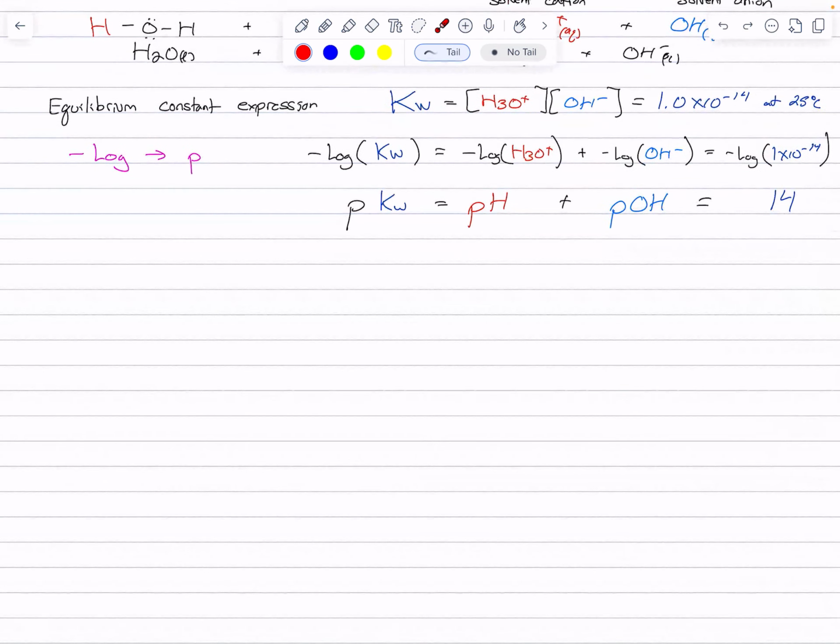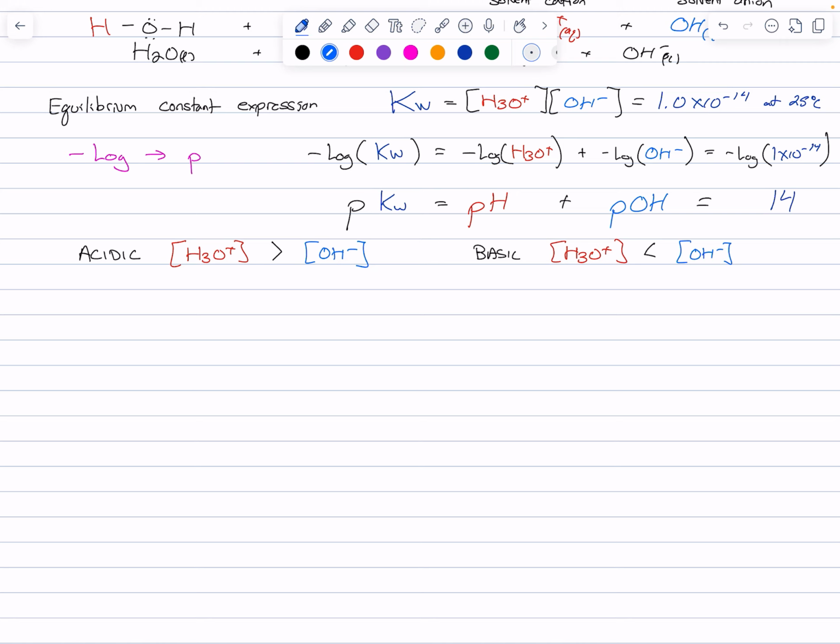So we're going to talk about acidic conditions and basic conditions. If we are acidic, that means the concentration of hydronium is larger than the concentration of hydroxide. And if we are basic, the concentration of hydronium is less than the concentration of hydroxide. The opposite makes sense. So let's talk about this.